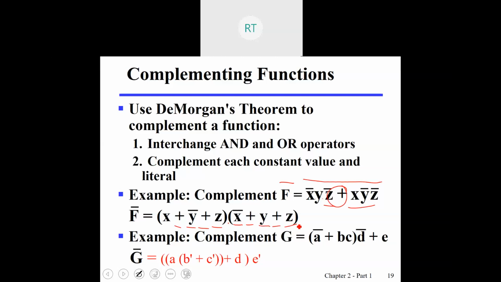If we look at another example, you have A bar, do the bar of it, it will become an A, plus will become a dot, B bar plus C bar, and this is and D bar, it will become plus D, and this plus will become an and, and this E will become an E bar. Clear about the complement? De Morgan's law is used to complement a function. Okay?